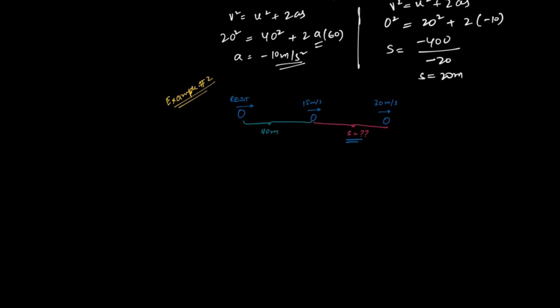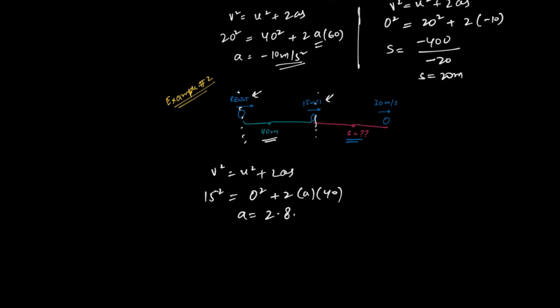So again, we break this specific part of the motion of the object. We know the final velocity, the initial velocity, and the displacement. So again, v square equals u square plus 2 into a into s. V square is 15 square, equals u square, which would be 0 square, plus 2 into a times the displacement. Rearranging the formula, the acceleration comes out to be 2.8 meters per second squared.